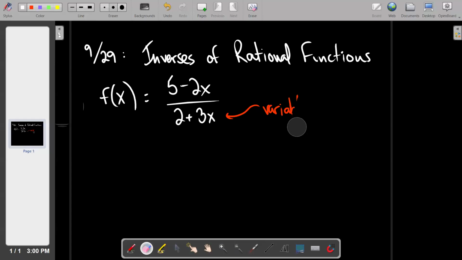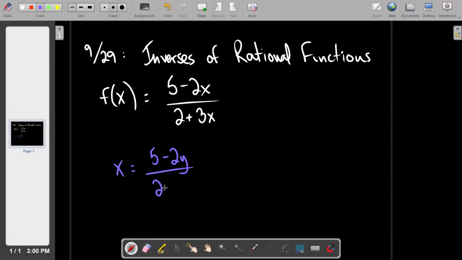So this is a rational function, and we're going to invert it. So the steps don't change. It's just there's a little bit of different looking algebra throughout the course of the problem. So step one, let's go ahead and do an x y swap. So we're going to do x equals (5 minus 2y) over (2 plus 3y).